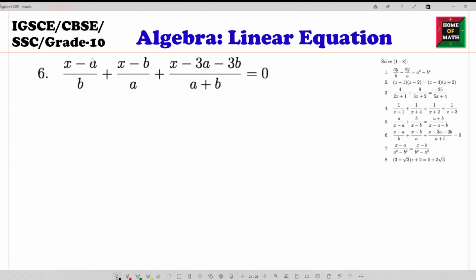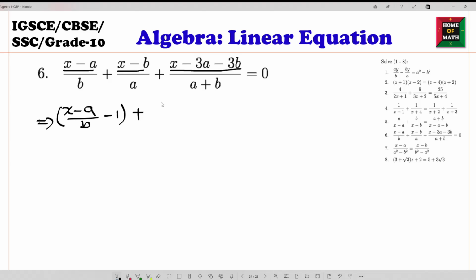How? Look, here is x minus a, here is x minus b, and here is x minus 3a minus 3b. So we need a plan for how to make the numerators look the same. We can do it like this. Here is (x minus a) divided by b. We can write here minus 1. Why? Let's discuss later. Okay, this is one part.